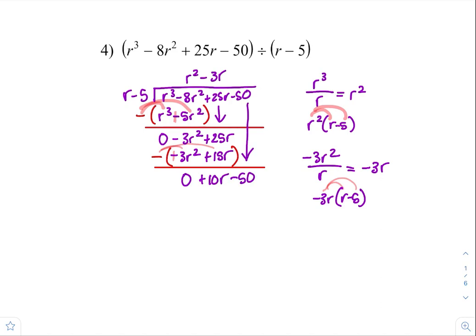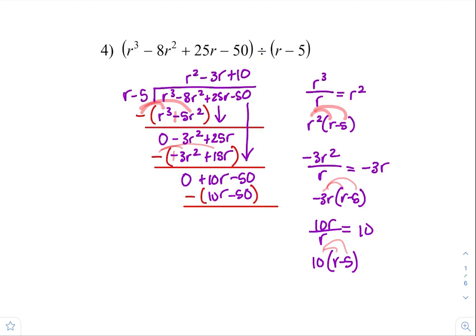Drop the negative 50. And then the highest degree in the division symbol now is 10r. Divide that by the degree on the outside, which is just r, so that's just 10. Distribute the 10 to the outside polynomial, so r minus 5. So we're going to get 10r minus 50. And then to cap it off, we subtract. And that's going to give us 0. So what is our answer? Our answer is r to the second minus 3r plus 10.